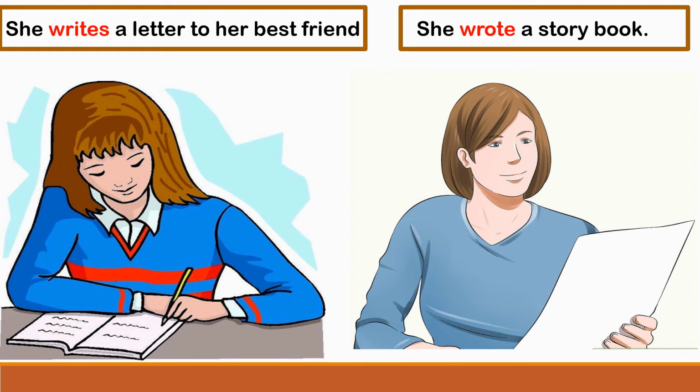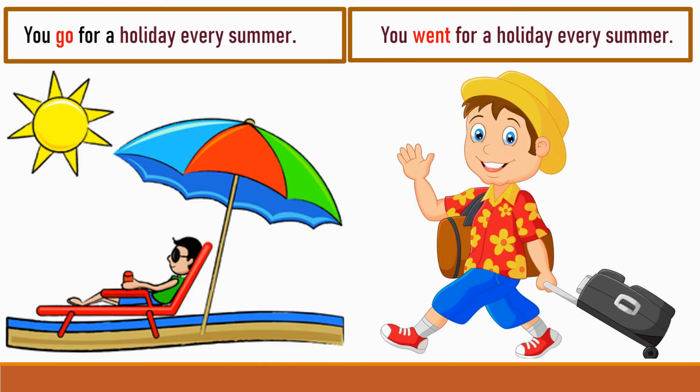Student, let's see this sentence. You go for a holiday every summer. So student, here go is a present tense, correct? Now student, let's see the next sentence. You went for a holiday every summer. So student, here went is a past tense, but student, went is an irregular verb. Why? Because here we have not added ed at the end, so it's an irregular verb. So go is a present tense and went is a past tense.